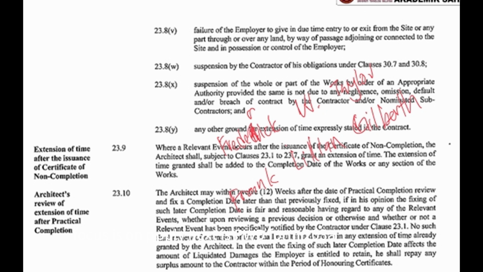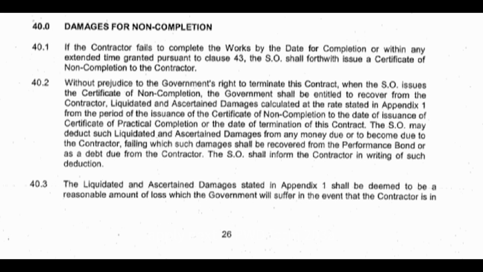Next is PWD Form 203A. In PWD 203A, if the contractor fails to complete the works on time, the Superintending Officer, SO, issues a certificate of non-completion, triggering the employer's right to deduct liquidated and ascertained damages, LAD, at the rate specified in the contract. The LAD is deducted from payments or recovered from the performance bond, and the contractor does not need to be proven at fault. The agreed rate is deemed reasonable.